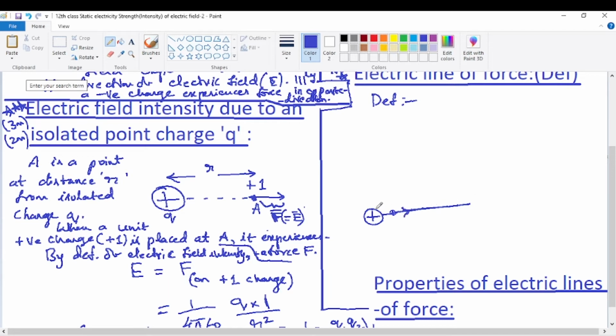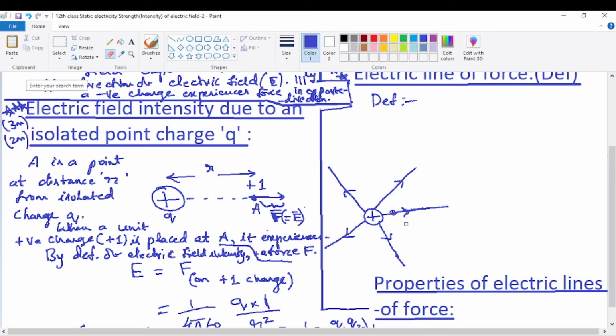Similarly, at any other position, you put it here, again it will be repelled and it goes along this path. Now such lines along which a free positive charge moves in an electric field, when the free positive charge is placed at any point in the electric field, such lines are simply called electric lines of force. They are called imaginary.